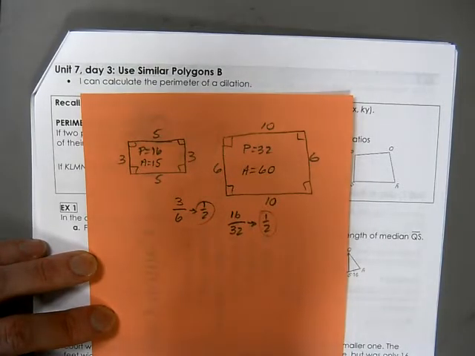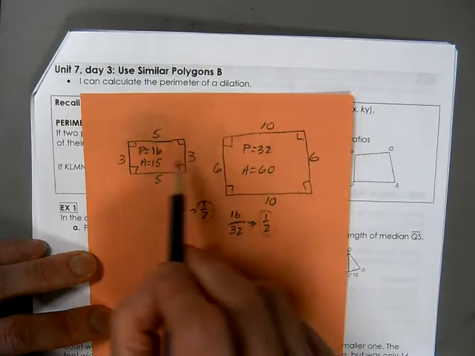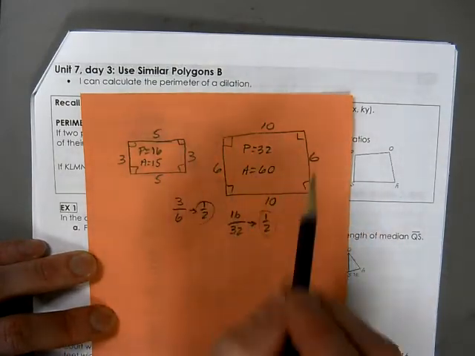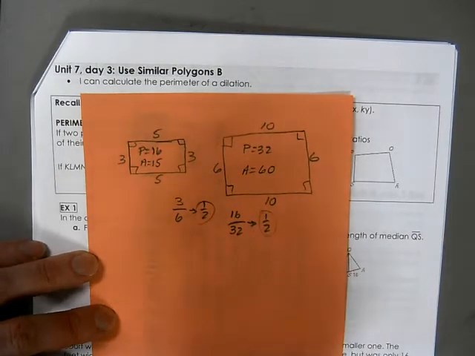So now you've got to keep in mind what does follow that scale factor. Sides can follow the scale factor. Perimeters, because they're made of the sides, can follow that scale factor. But area does not follow that for similar rectangles.